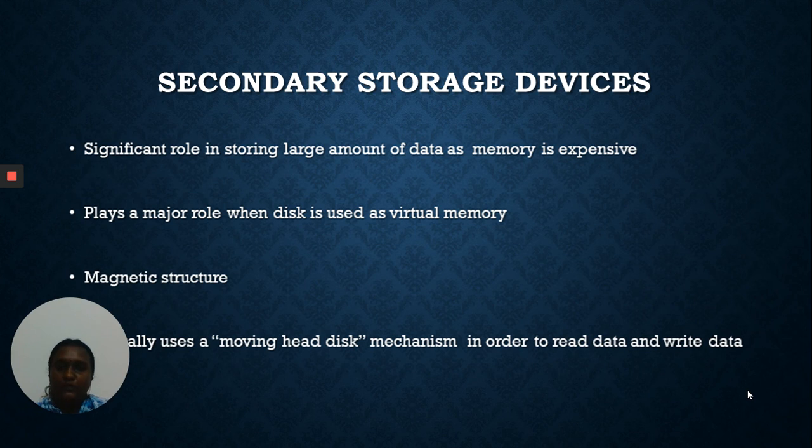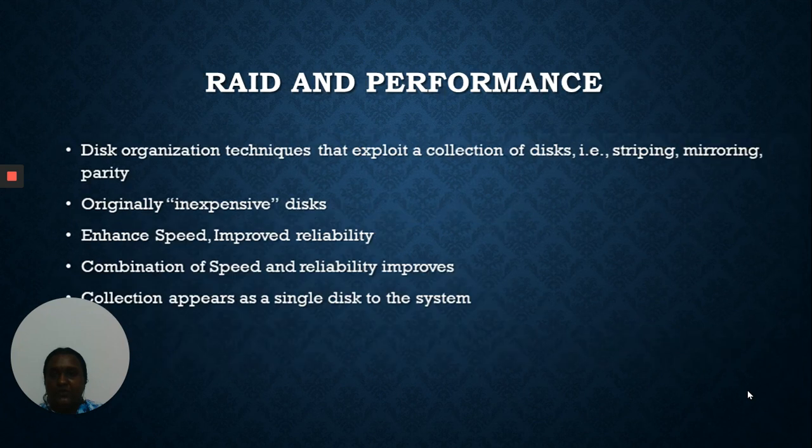So why are we going for the secondary storage device? The reason is that we want a fault tolerant device. At any cost, your data should not be lost. Also, virtual memory plays a major role in the primary device, which acts as a magnetic structure with a moving head disk mechanism to read and write. So we are going for a secondary storage device.